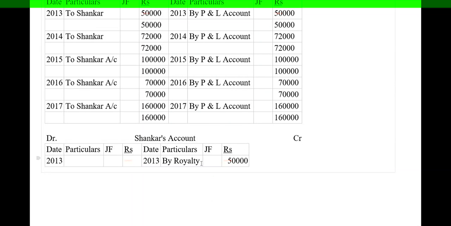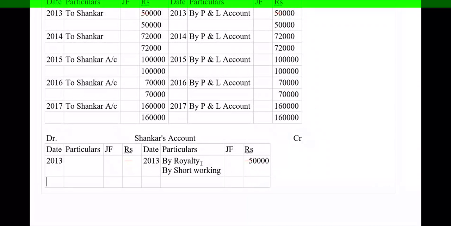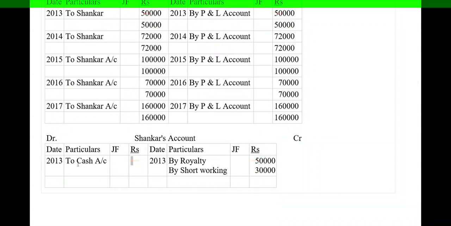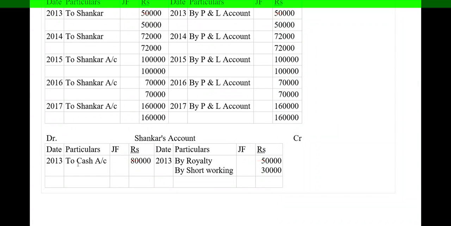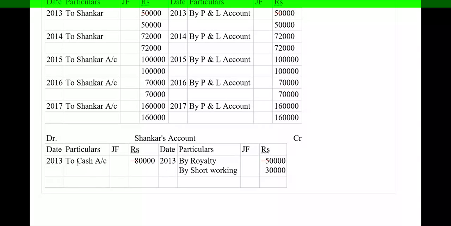Then similarly in the same here, by short working, so here it is rupees 30,000. When the amount is paid, then it will be Shankar's account debit to cash or bank account. So to cash account, 80,000. So the total will be 80,000.